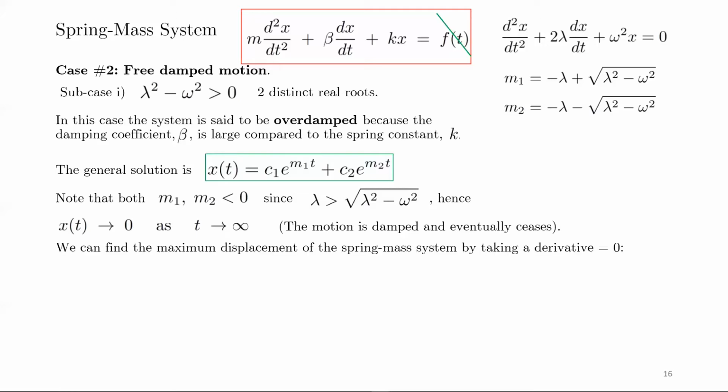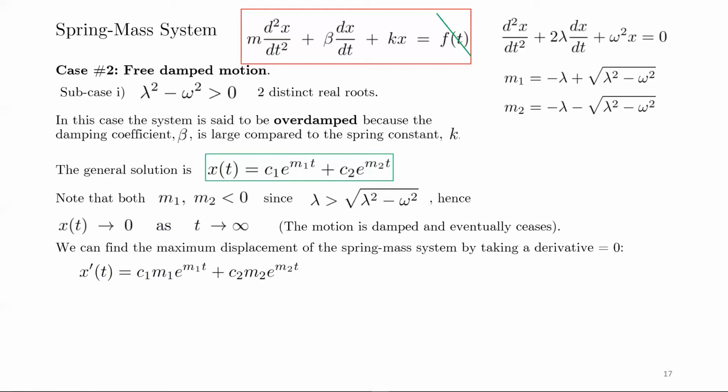We can find the motion is damped and eventually ceases, but we can find the maximum displacement of the spring mass system by taking a derivative equal to 0. So, remember from your first year calculus, if you want to find a maxima or a minima of a function, you take the derivative of that function and find out where it is equal to 0. Okay, so let's do that with our system. The derivative of x with respect to t, well, we basically just have an exponential up here, so the derivative of the exponential of m1 times t is just going to be m1 times the exponential of m1t. And similarly for the second exponential term.